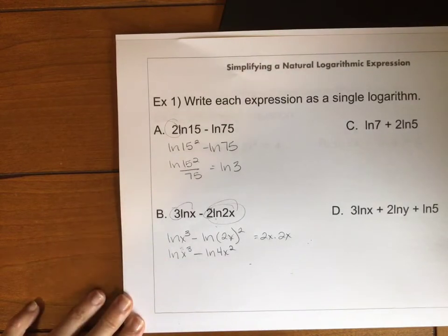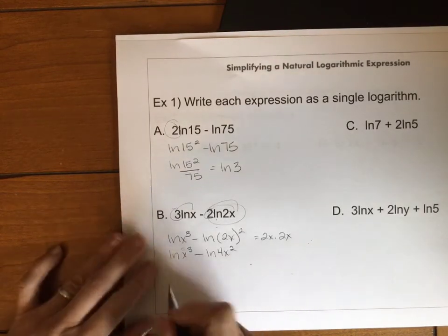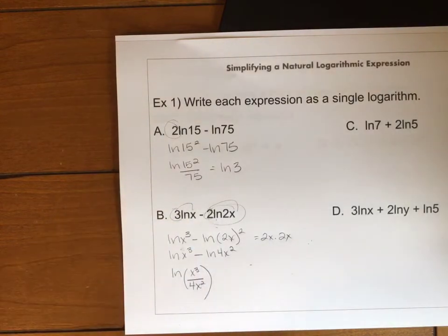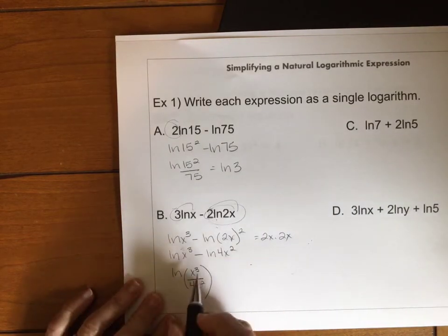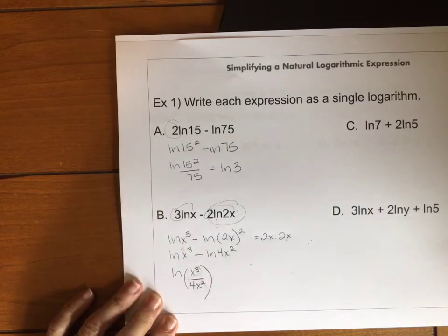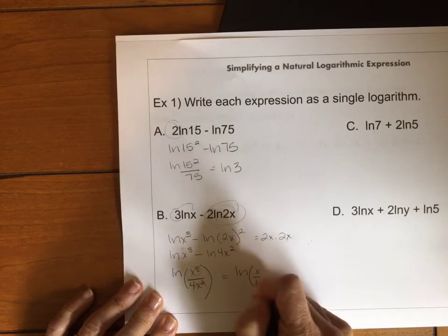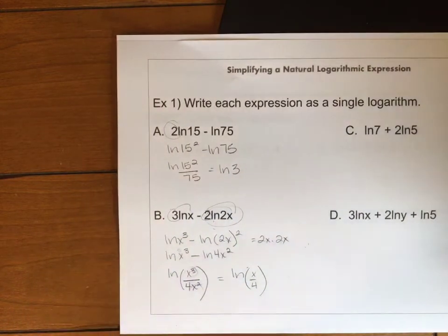And again, we have subtraction. That represents division. So I'm going to have natural log of x cubed all over 4x squared. And honestly, at this point, I wouldn't mind if you kept it like that. But if you check your answer in the back of the book, they might have gone on to simplify. So I have 3 x's up here and 2 down here, which would leave me just 1 x in my numerator. So both of these are equivalent to each other, and either answer I would take.